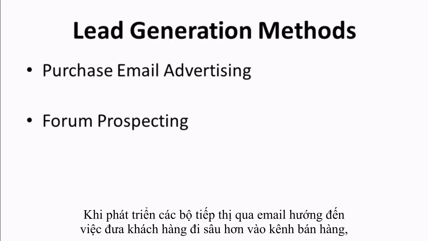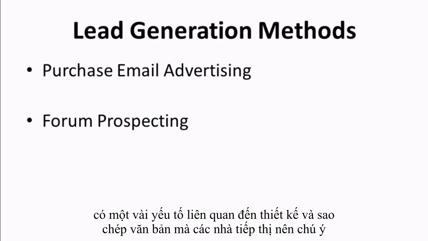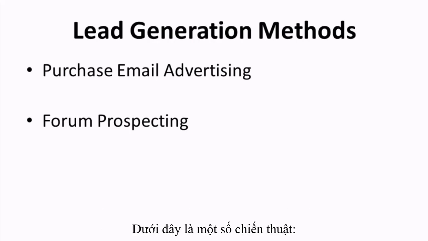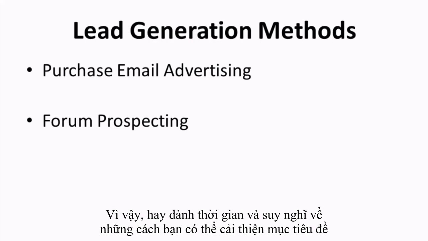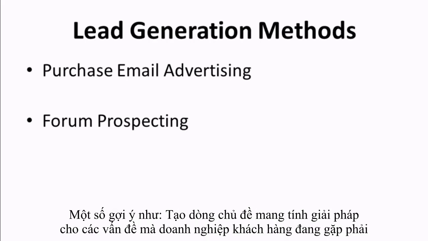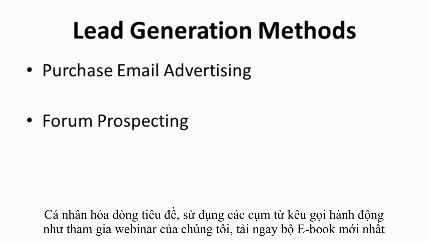When developing email marketing tracks geared at moving leads deeper into the sales funnel, there are a few design and copywriting elements that marketers should be mindful of. Below is a list of these tactics. 1. Subject line. The subject line is how leads determine if they're going to read your email, so spend time thinking about ways you can improve your subject line. Some ideas are: create subject lines that clearly address your lead's business problems, personalize the subject line, and make the subject lines actionable, like attend our webinar or download our latest ebook.